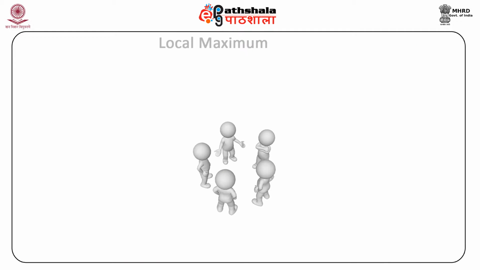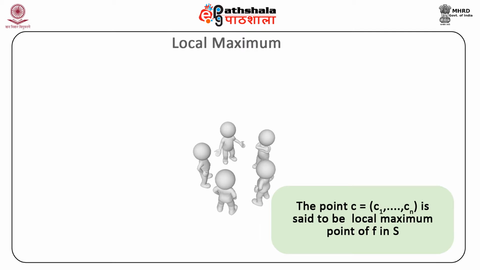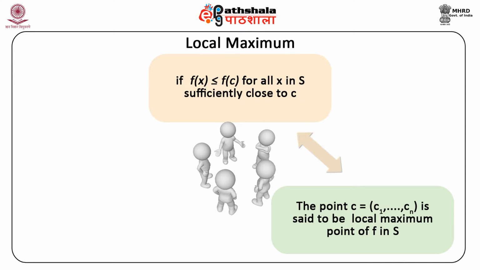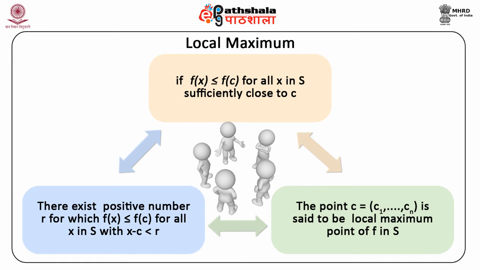Let's find out how to define a local maximum. The point C equal to C1 going till Cn is said to be a local maximum point of f in S if f of x is less than or equal to f of C for all x in S sufficiently close to C. More precisely, the requirement is that there exists a positive number r for which f of x is less than or equal to f of C for all x in S with norm of x minus C less than r.